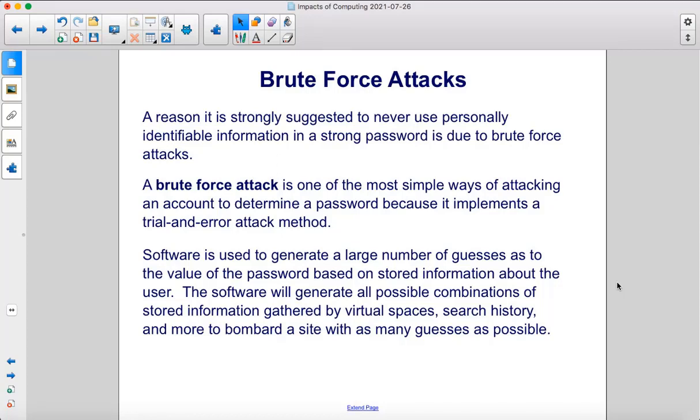Software is used to generate a large number of guesses as to the value of the password based on stored information about the user. The software will generate all possible combinations of stored information gathered by virtual spaces, search history, and more to bombard a site with as many guesses as possible.